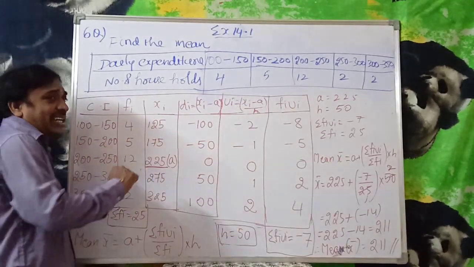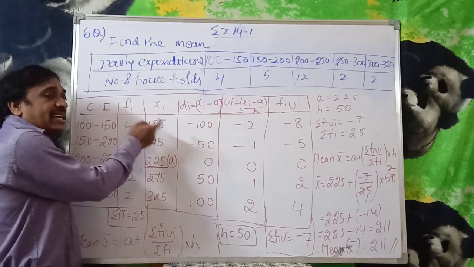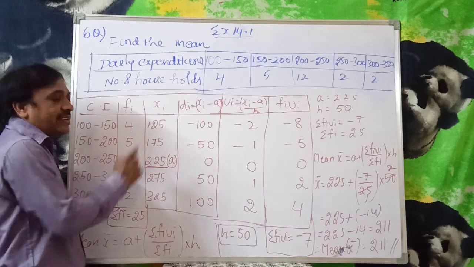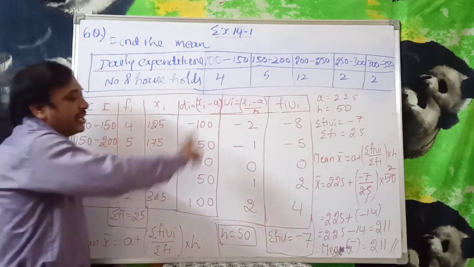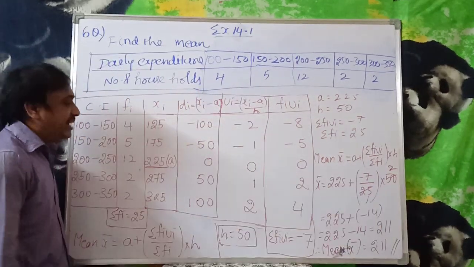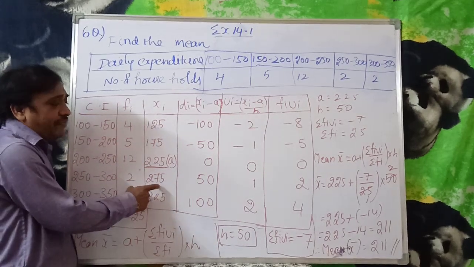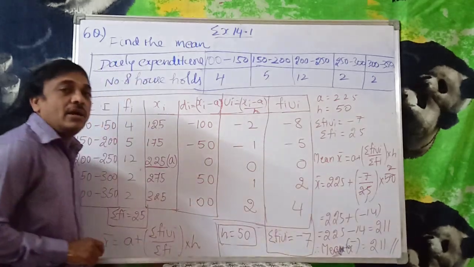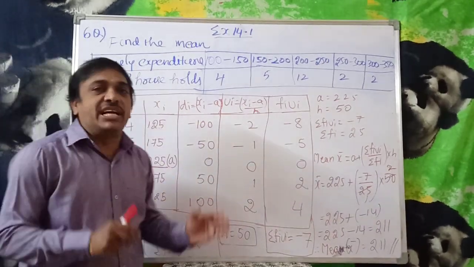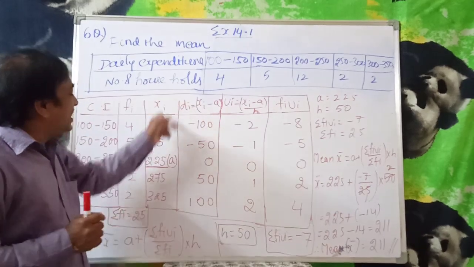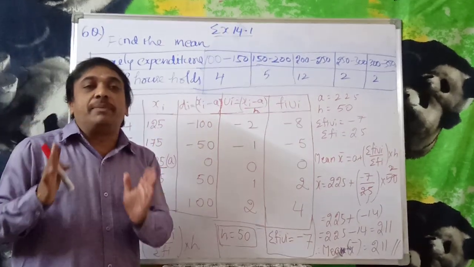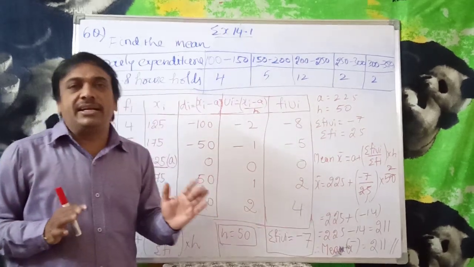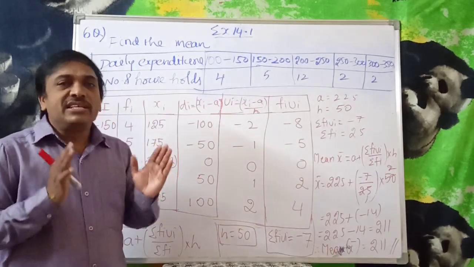Suppose you may get a doubt: sir, can I take 125? Yes, you can take 125, you get the same answer. Somebody asks, sir, can I take 175? Yes, you can take 175. You also get the same answer, 211. Somebody will say, sir, 275. Yes, you can take 275 as A. You will get the same answer. If you have a doubt, for the same question you can take another value among the class marks. You check, you will obtain the same result. This is the step deviation method. I hope you understood how to calculate by the step deviation method.